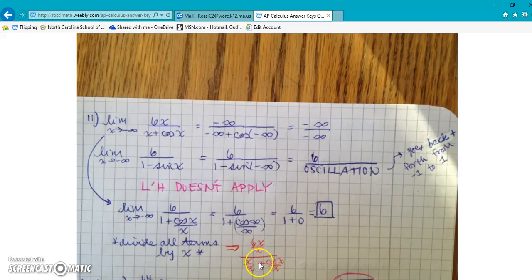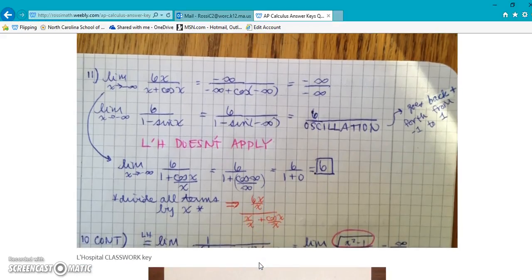Where am I right now? There we go. You can't even do L'Hopital, so I just did a technique where you divide everything by the highest exponent, which the highest exponent here is 1, so I divided by x. So I did 6x over x, x over x, and cosine of x over x. That leaves you with this.